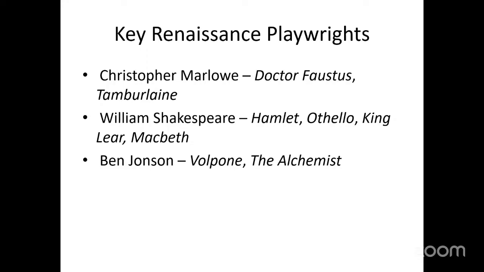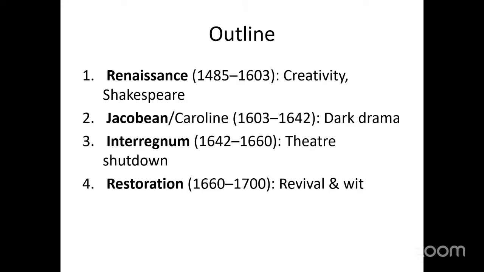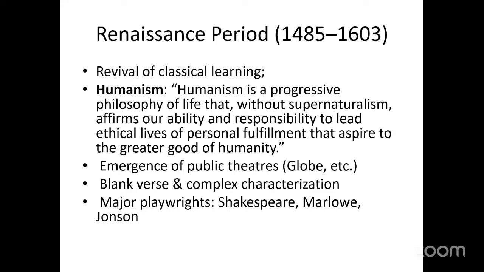So this is, dear students, the general overview of the Renaissance period. It's a period which starts from 1485 to 1603, and why it is important from a societal point of view, and why it is important from a socio-political point of view, and what are the major things that have happened in the period. And then there are also unique characteristics when it comes to experimentation or creativity in literature, that is, the use of blank verse and creating complex characters.